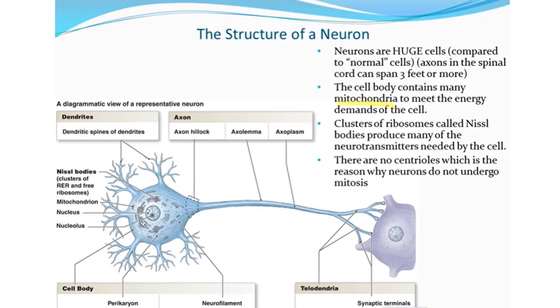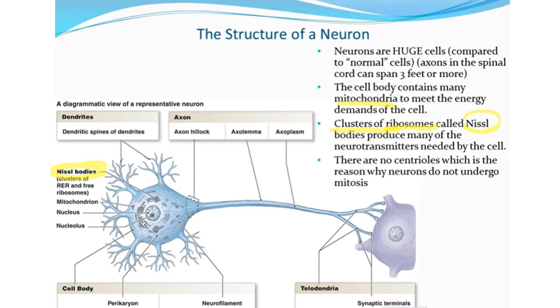Mitochondria and ribosomes. Okay, so clusters of ribosomes, those are called Nissl bodies. This is where you have a concentration of neurotransmitters being produced. So a lot of ribosomes together in the body, those you call Nissl bodies right there.